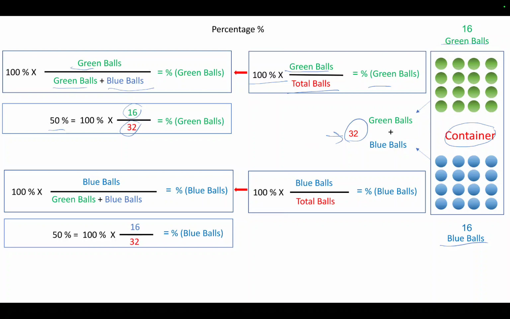The same for blue balls: blue balls over the total number of balls in the container, multiplied by 100%. So blue balls over green plus blue balls, 16 over 32, times 100% gives us 50%. So now we know the percentage for both blue and green balls. And this is correct, because the green balls are 16, which is half the amount of the container, and that's why we found 50%. The same for the blue balls, 16, which is half the amount of the container.